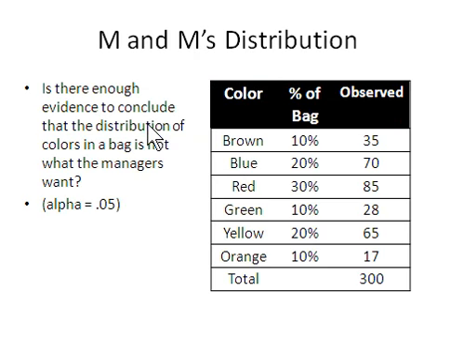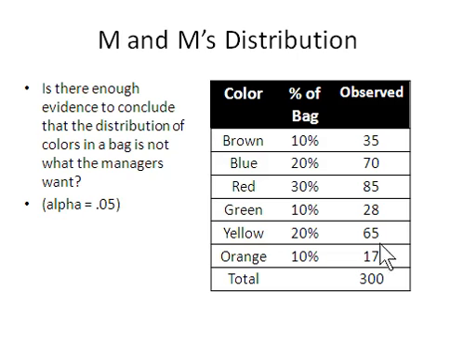So this quality control manager got a bag, and he counted 300 M&Ms in the bag and counted how many of each color. Here is a distribution of colors. And is there enough evidence to conclude that the distribution of colors in the bag is not what the managers want? In which case they would shut the machinery down and go fix the problem.